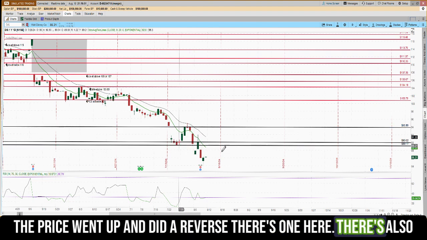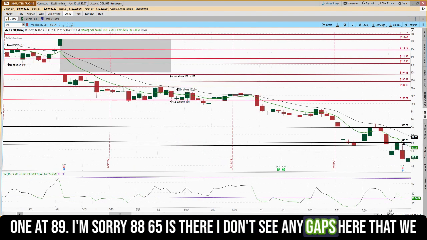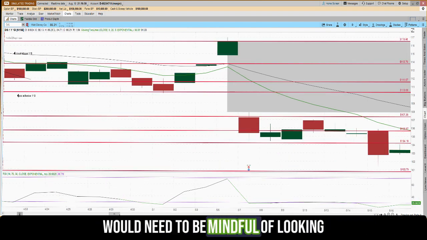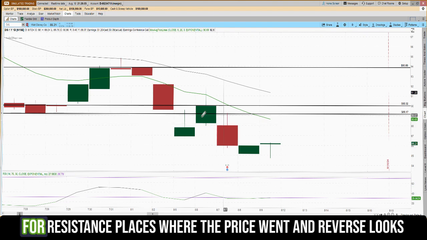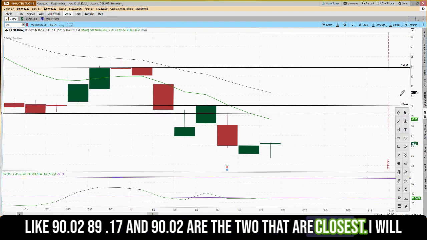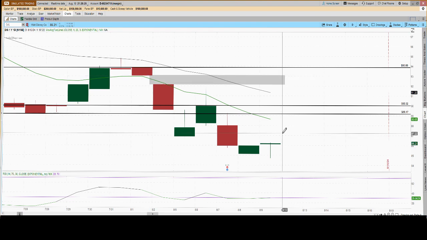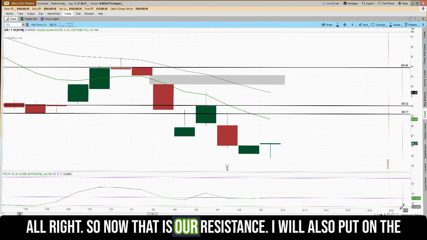We're looking for resistance, basically places where the price went up and did a reverse. There's one here. There's also one at 88.65. I don't see any gaps here that we would need to be mindful of. Looking for resistance, places where price went and reversed. Looks like 89.17 and 90.02 are the two that are closest. I will also document this gap that I see here. All right, so now that is our resistance.